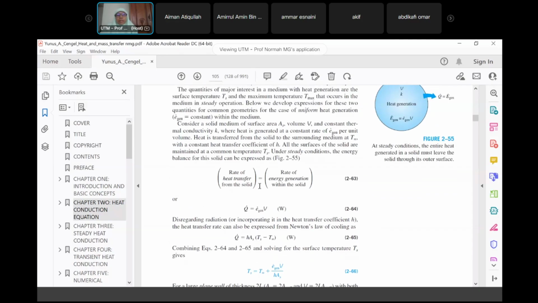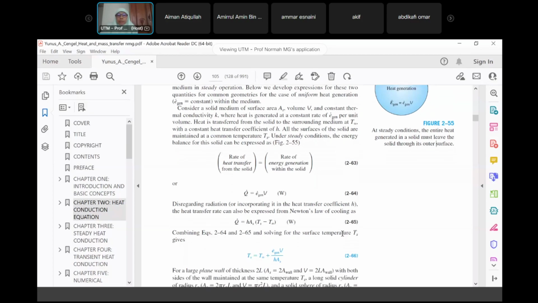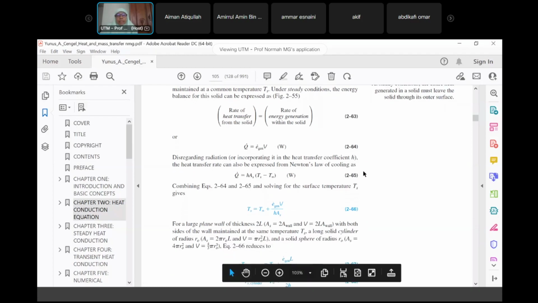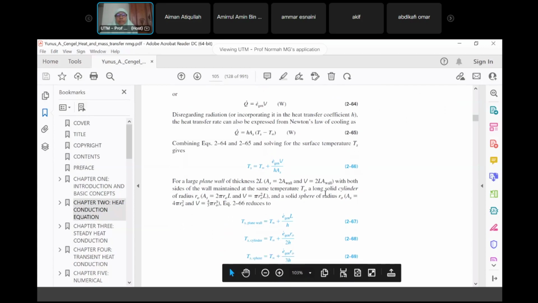From 128, the rate of energy generation within the solid. This is 128 on the surface. Energy balance equation, 266 to 274. So have a look at this, 266 up to 274.